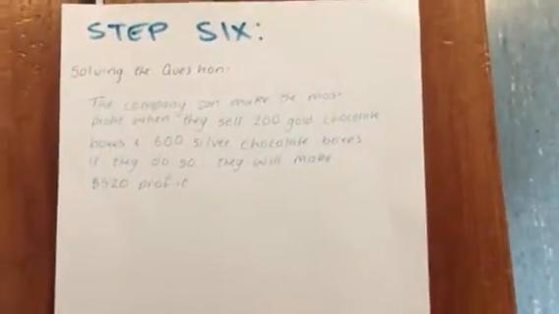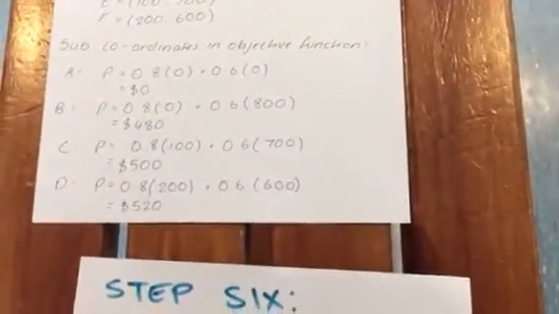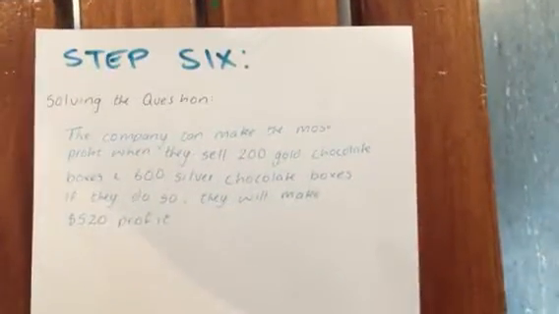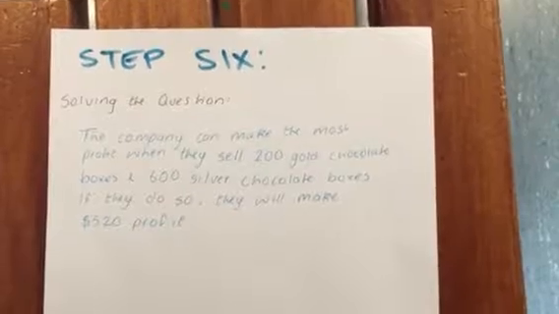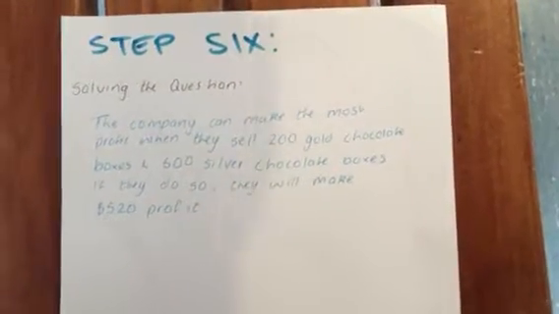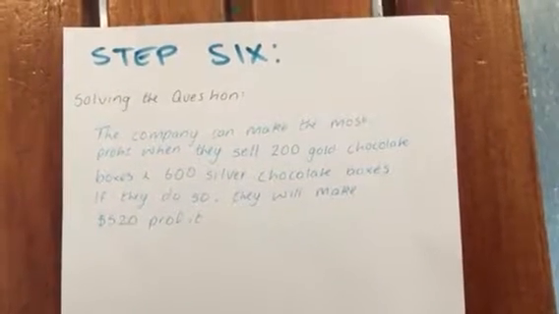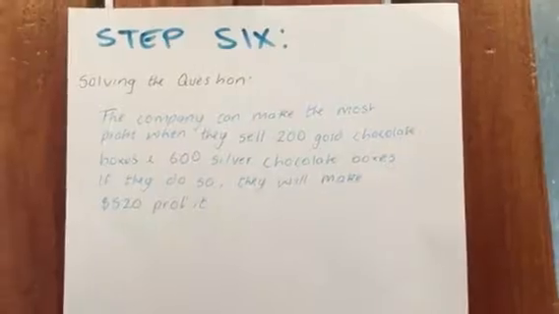And then there's the last step. You have to solve the question, and since this point was the maximum, you have to bring the answer into context with the question. So we said the company can make the most profit when they sell 200 gold boxes and 600 silver boxes. If they do so, they will make 520 profit. And that's pretty much it.